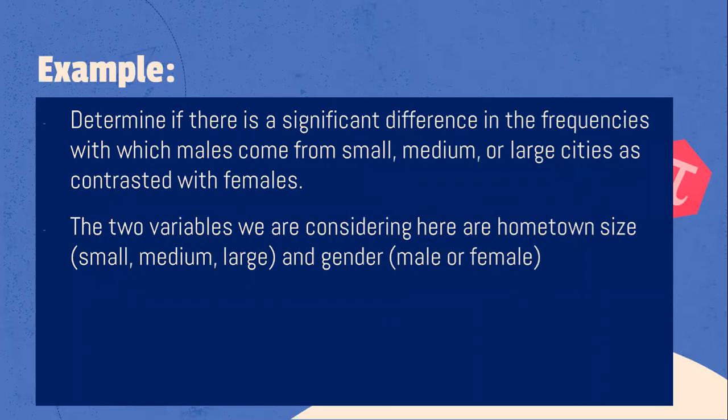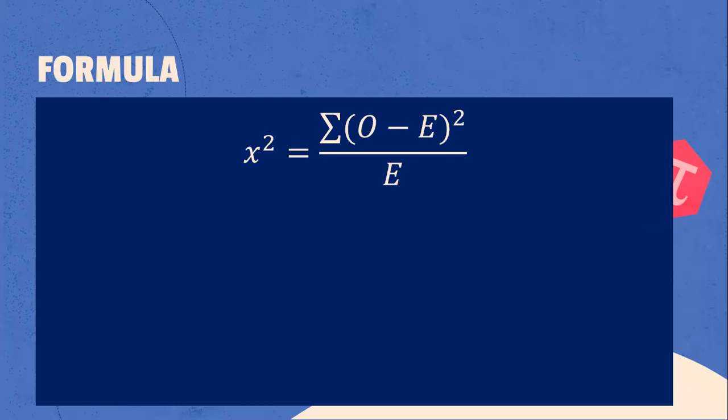The two variables we are considering here are hometown size, such as small, medium, large, and gender, such as male or female. What is the formula for chi-square two variable?